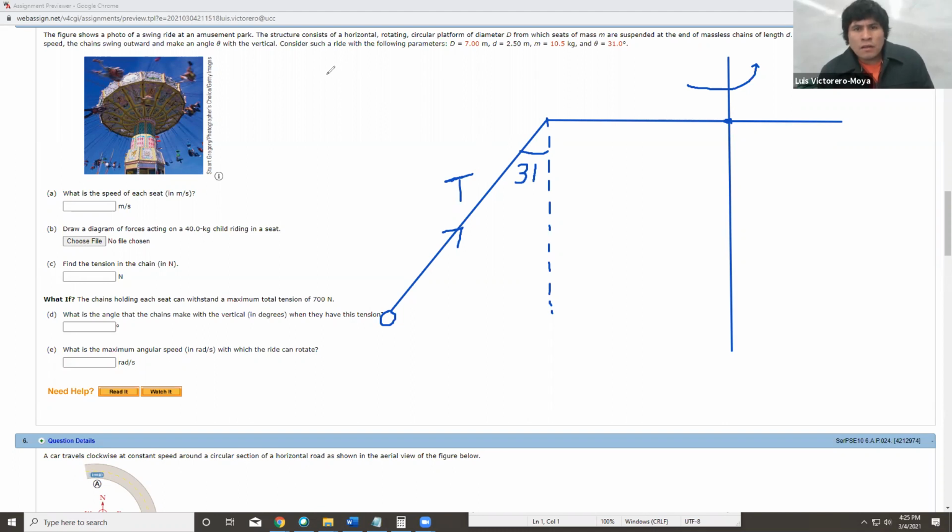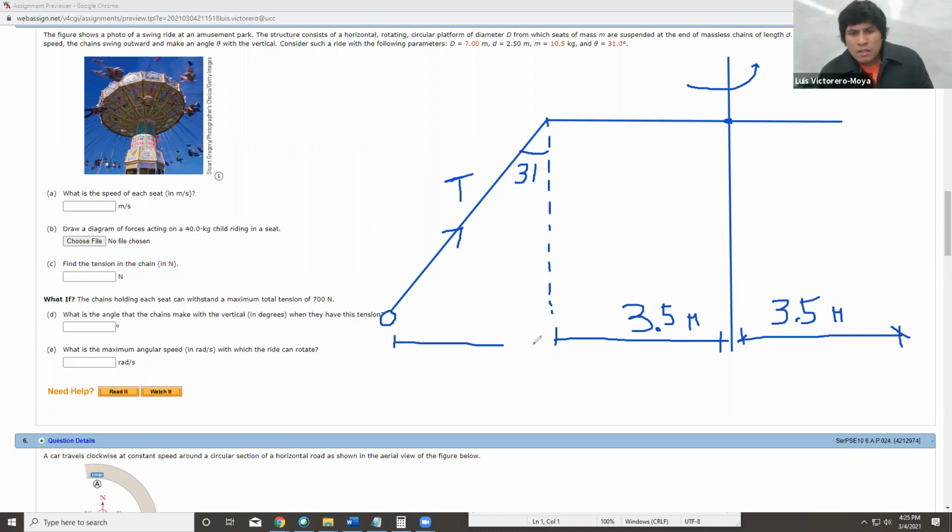They give you the diameter, right? Okay, they give you two diameters. The big D is all this. So this is 7 meters. This is 3.5. And this is also 3.5. You see, you need that 3.5 to add to this length to find the total radius of the chains going in the circular motion.